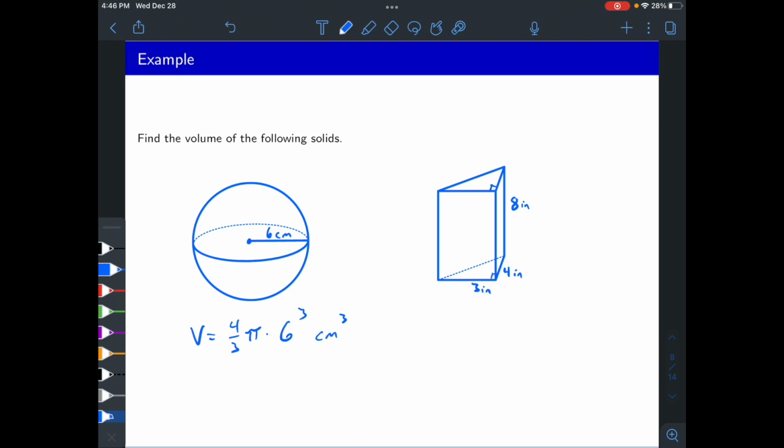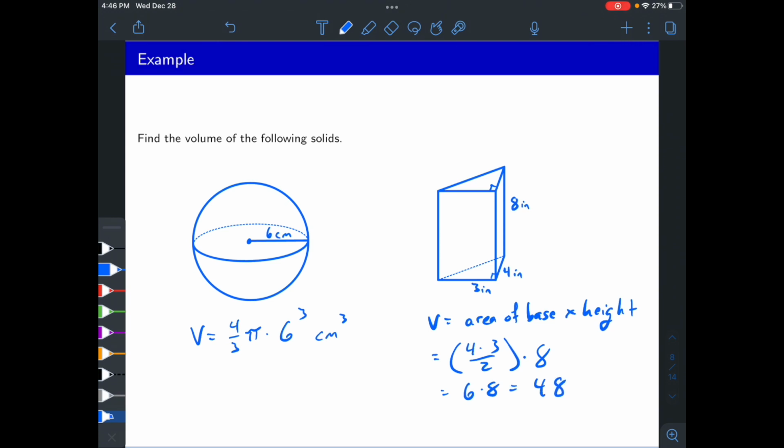And so to get the volume, we could just do the area of the base times the height. The height is given to us to be 8 inches. And the area of the base, well, it's a triangle, so the area of a triangle is base times height over 2. So 4 times 3 over 2 is equal to 12 over 2, which is equal to 6. And 6 times 8 is 48. And this is measured in cubic inches.